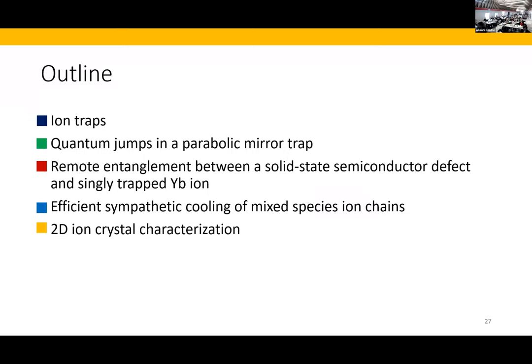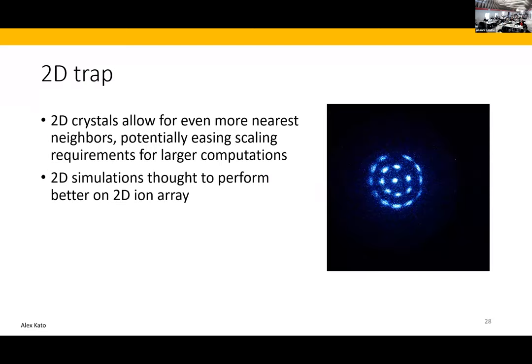All right, now moving on to our 2D ion crystal characterization, which is being worked on by my lab mate, Alex Cato. So why would we want a 2D trap? These 2D traps allow 2D ion crystals to form, like this lovely image that I have over here. Advantages of this are, as Boris said earlier, potentially easier scaling of quantum computations. Each ion has more nearest neighbors, so it's easier to entangle it motionally with the ions directly beside it. And then these ones have more neighbors, so better scaling there. Additionally, 2D simulations are thought to possibly perform better on a 2D ion array.